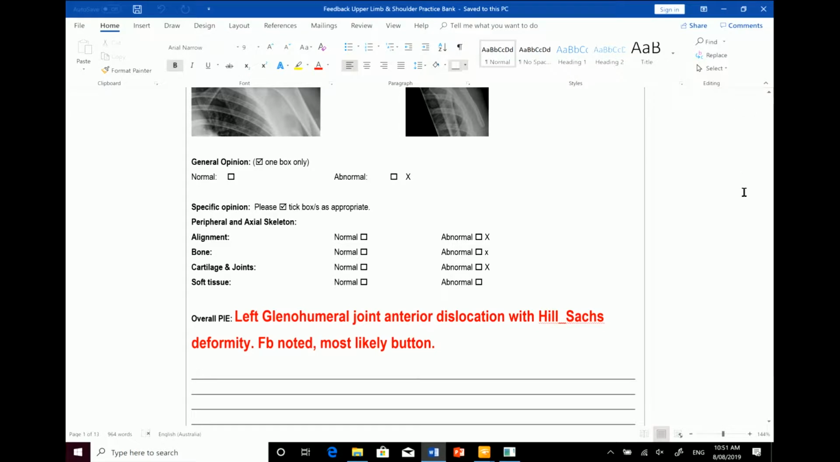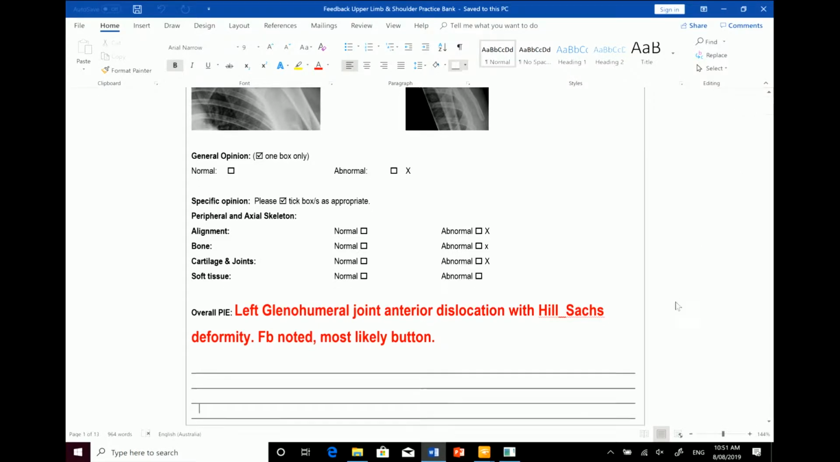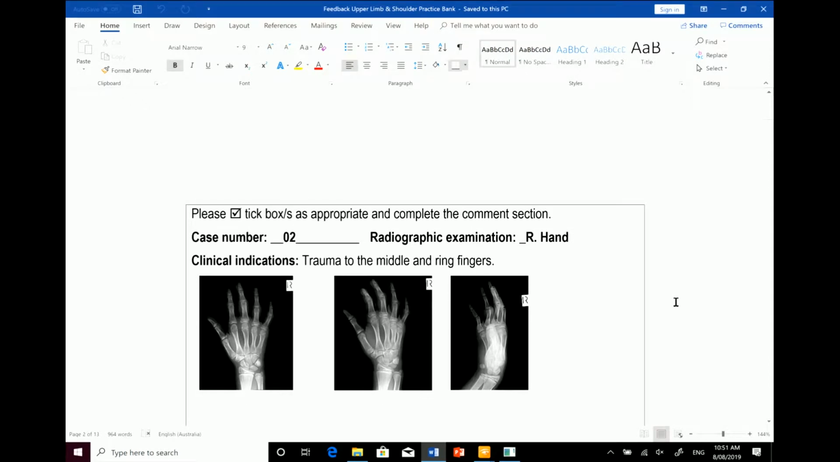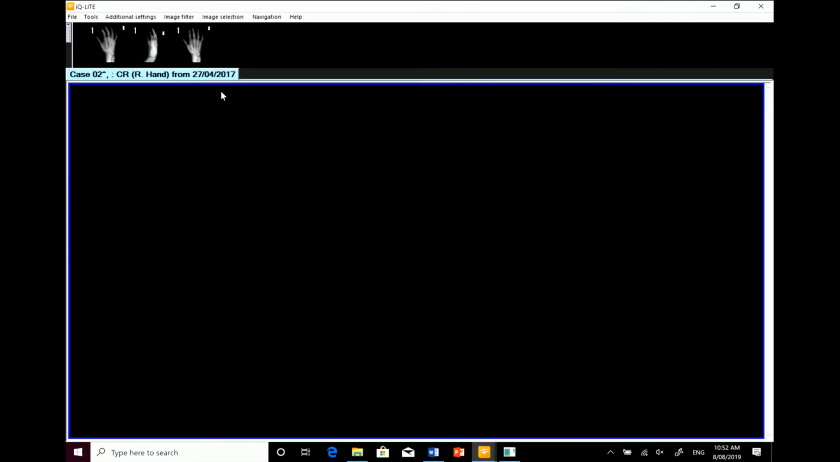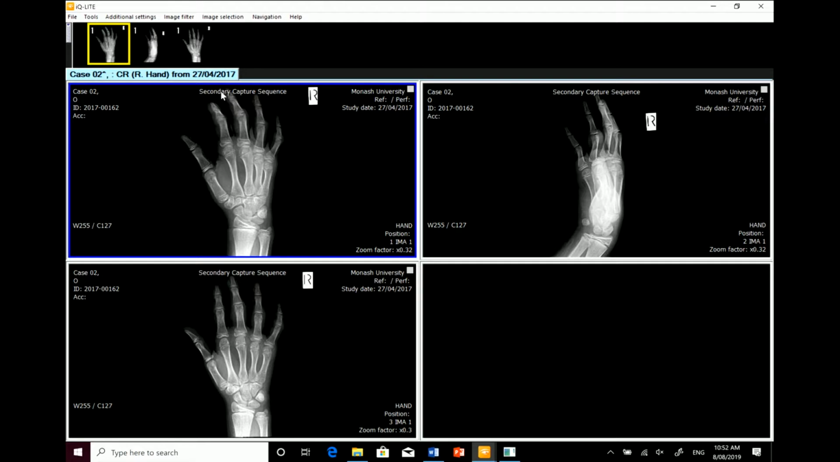With our next case, this is a patient who had been sent for a right hand with trauma to the middle and ring fingers. So now we have 3 views.